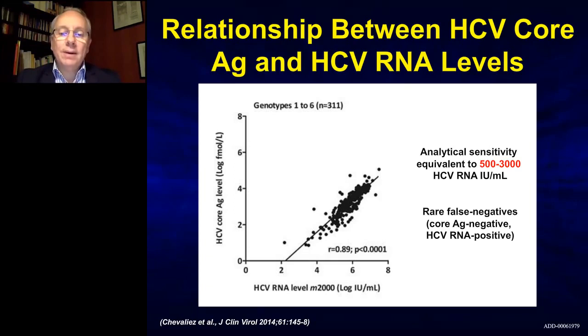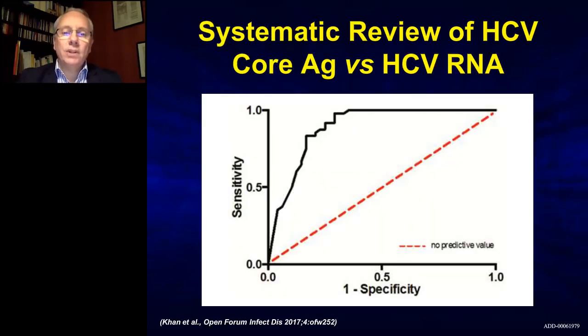There have been rare false negative results reported, meaning a core antigen negative, HCV RNA positive result. So sometimes the core antigen may miss the presence of HCV replication, but this is extremely rare. This has been assessed in a recent systematic review of HCV core antigen versus HCV RNA. You can see here the curve that shows a good sensitivity and a good specificity, and overall a very good predictive value of core antigen for the presence of HCV RNA, meaning that the test can be used confidently to test for HCV replication.